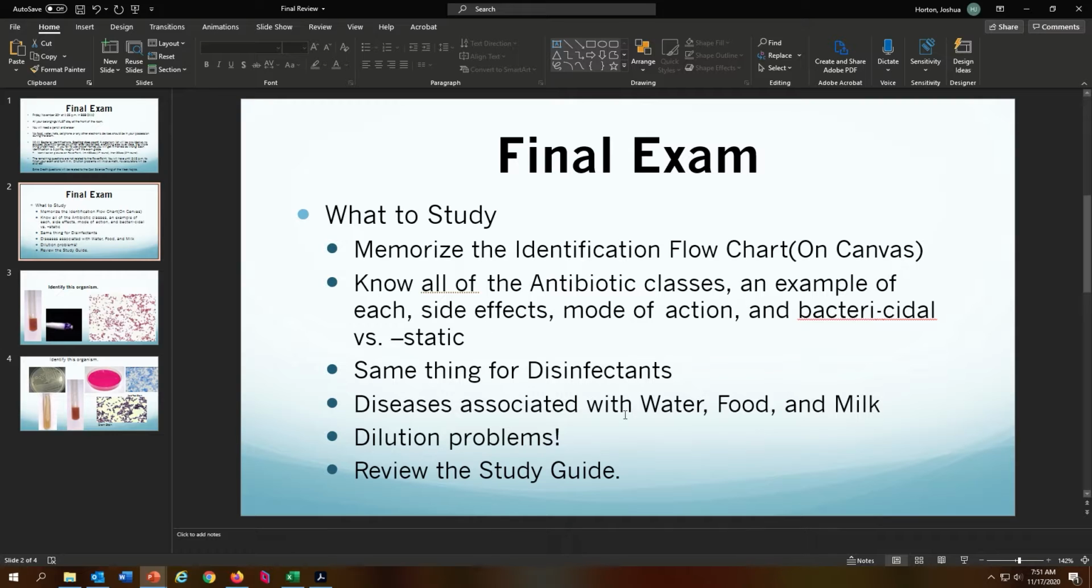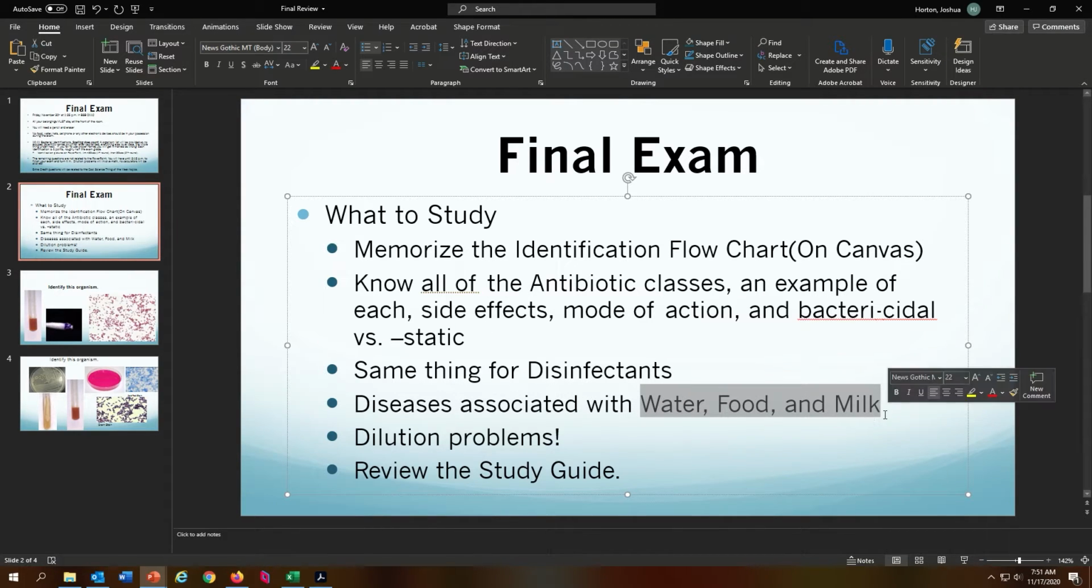For the water, food, and milk lab, other than basic vocabulary, you should be familiar with some of the diseases associated with each of these. What are some common diseases for water, food, or milk, and what do those diseases look like? I don't need an extensive list of treatments, just the general idea of what the disease consists of and which item it falls under. Is it associated with milk? Is it associated with food? You do not have to do dilution problems, which is great. You don't have to do any math. Best semester ever. You can also go through the study guide.